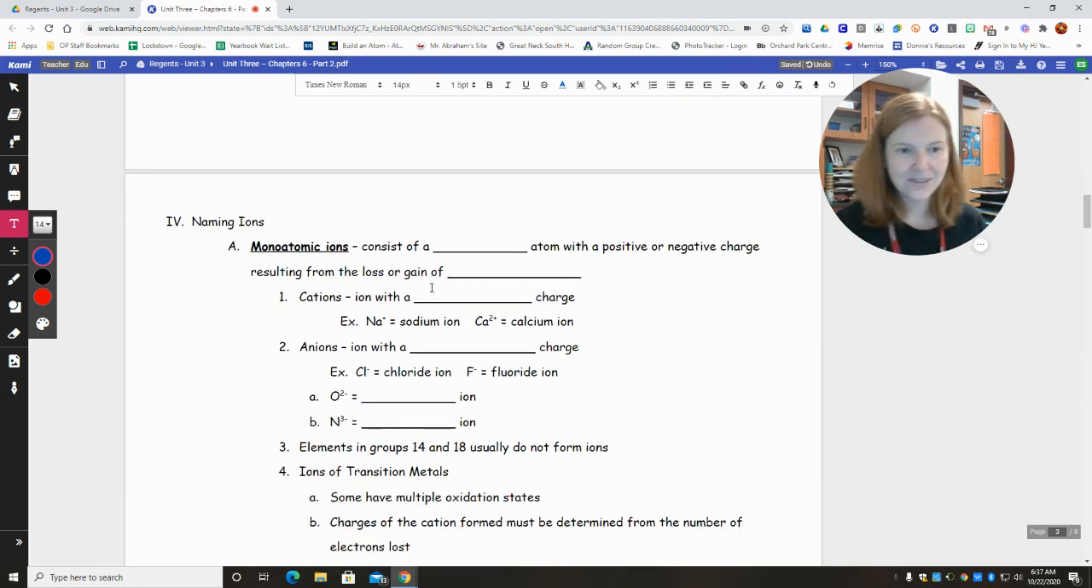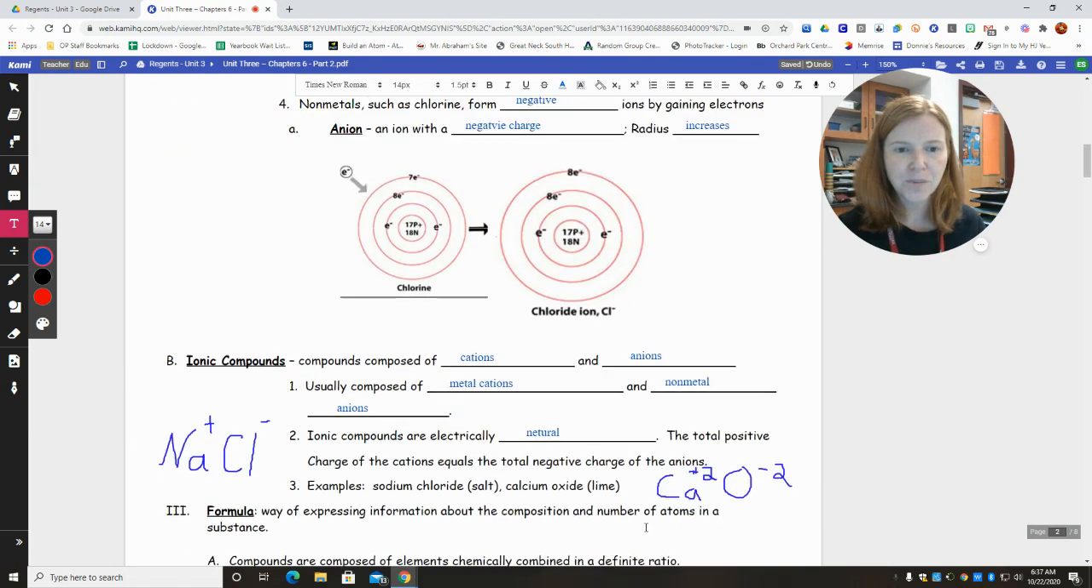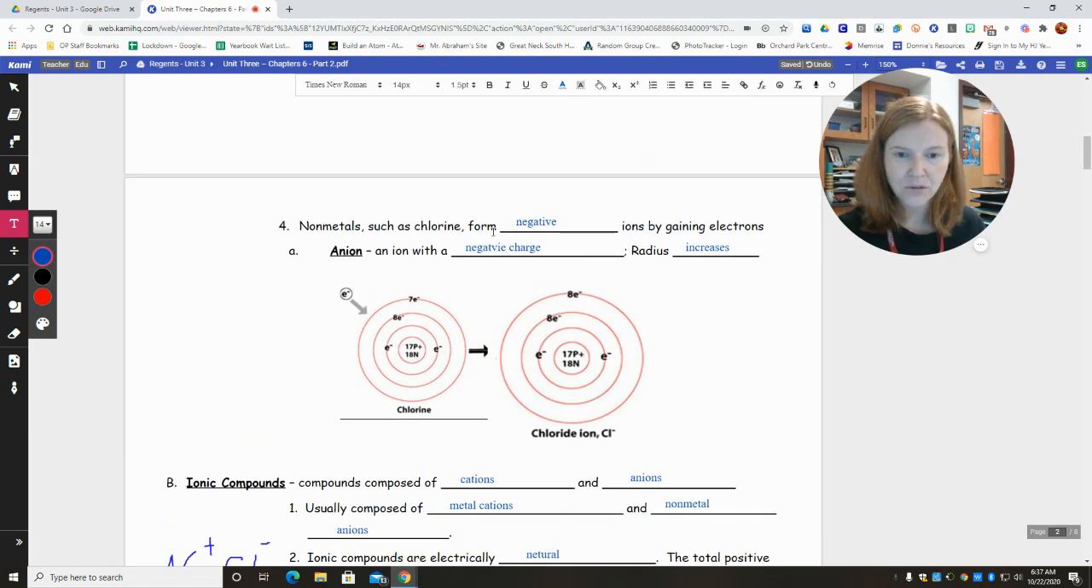Naming ions. Okay, so we know that cations are positive. We know that anions are negative. Wow, I spelled negative wrong way up here. That's better. I think Pete was distracting me.